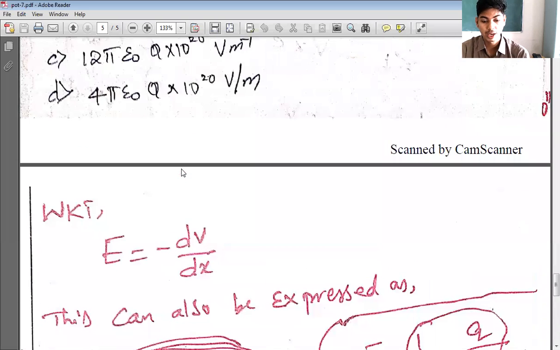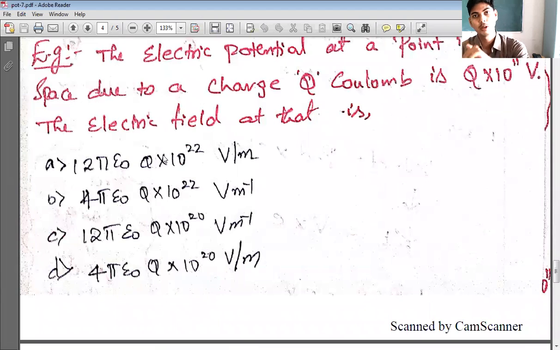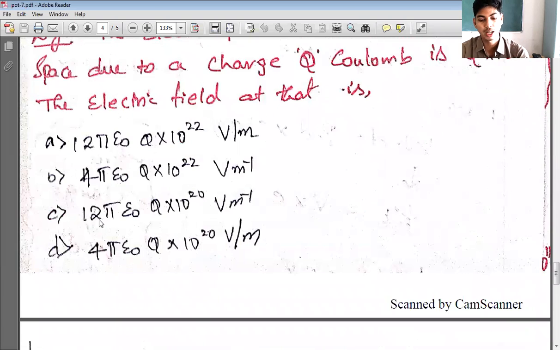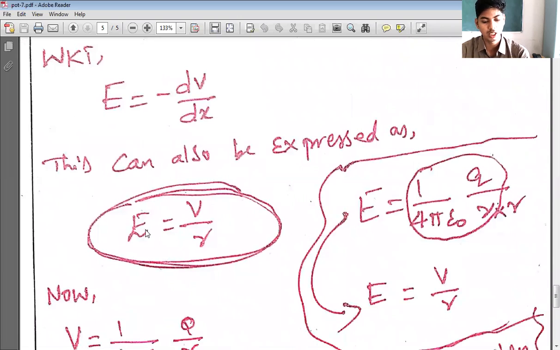But when you are given potential at a point and you are asked to find the electric field at that point, at a point potential is given and you are asked to find electric field, then we have to write the equation not as E is equal to minus dV by dx but as E is equal to V by R.